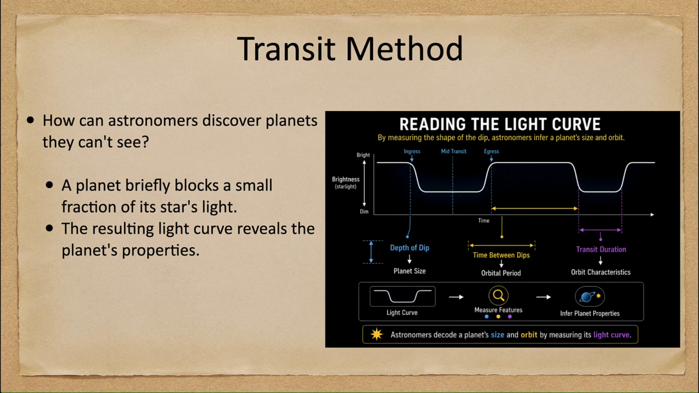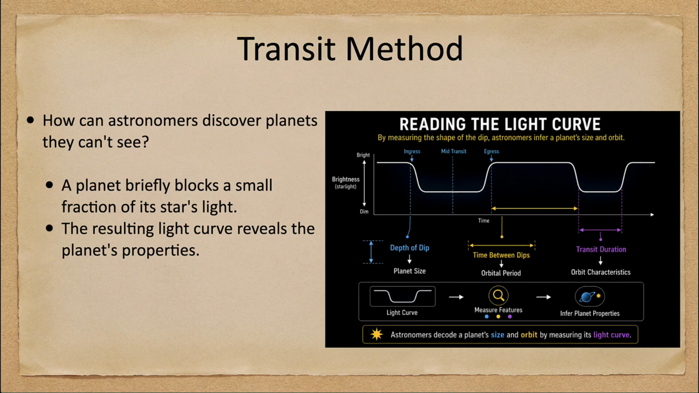The remarkable thing about the transit method is that the light curve contains much more information than simply whether a planet exists. The depth of the dip reveals the planet's size. The time between repeated dips reveals the planet's orbital period. The duration of the transit provides clues about the planet's orbit. The light curve becomes a measuring tool.